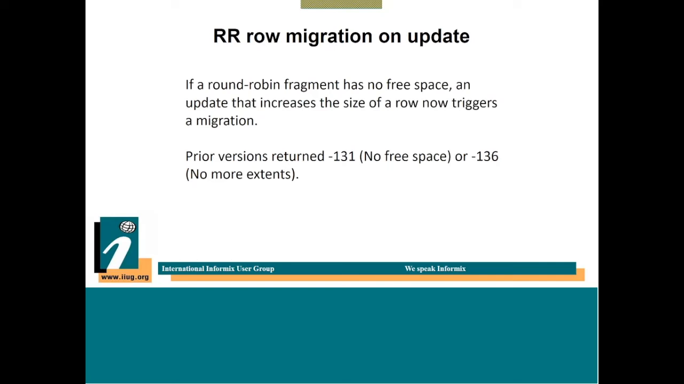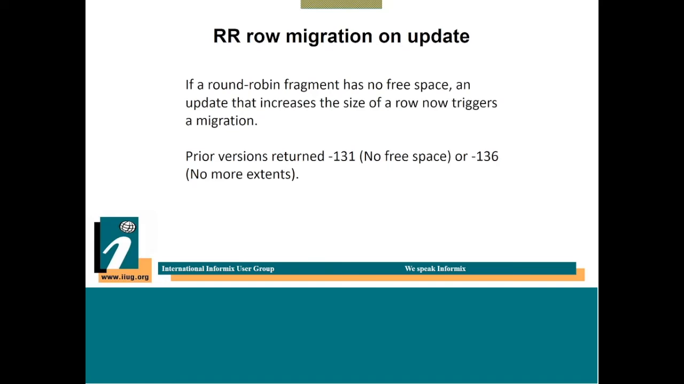It's somewhere in between. If you have a round robin table that has some in-place alters that increase the size of a row, for instance, and all the current fragments are full, and you try to do an update on one of the rows that's going to increase the size of the row to the point where it can't find any space in the current fragment, we were not doing a good job of automatically migrating that row to a fragment that might have room.